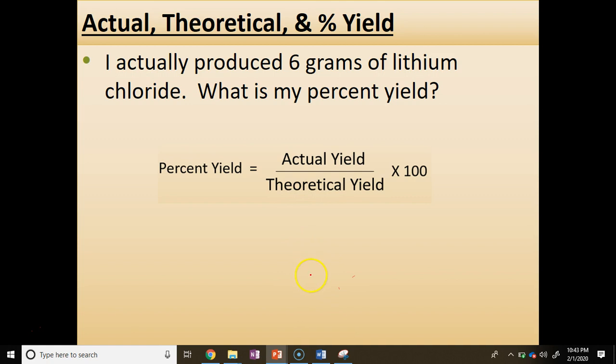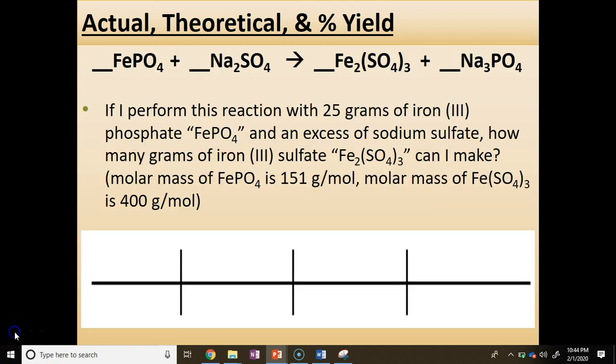So percent yield is equal to actual, which was 6, divided by theoretical, I'm supposed to have 40, times 100, and then that's going to give me my percentage. So my percentage in this one is 15%. So it's not a very efficient reaction. We're going to work one more example here.